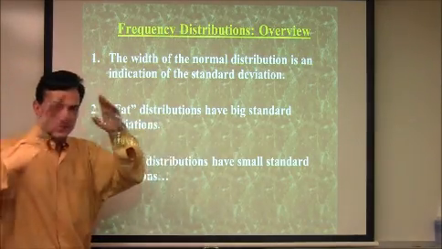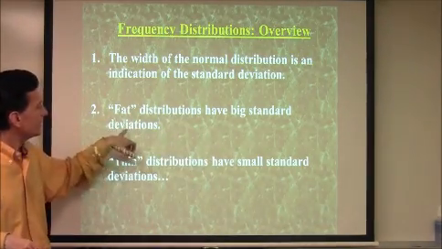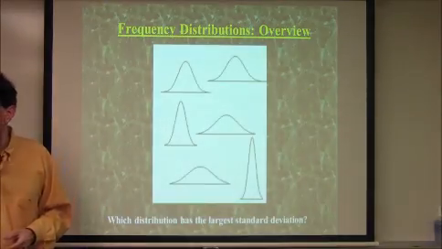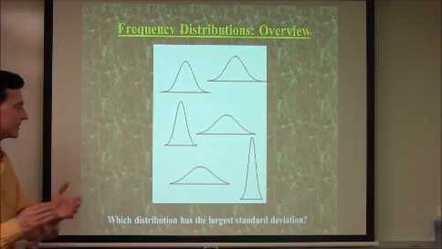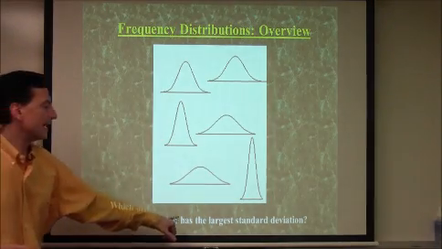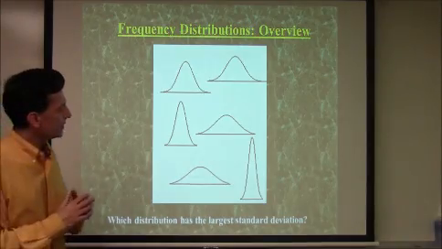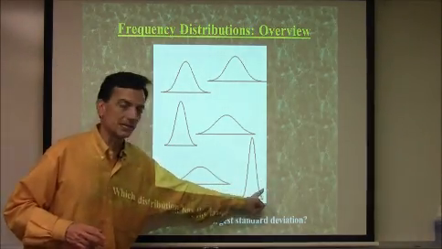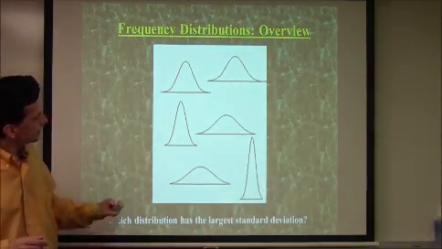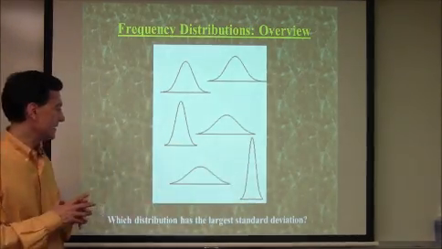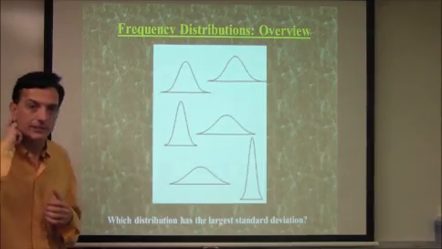Fat distributions, fat Gaussians, have big standard deviations, and thin distributions have smaller standard deviations. So here they are again, and we could ask a very simple question: which distribution has the largest standard deviation? So hopefully, by looking at this, you'll immediately eliminate this one because it's too narrow, and you might guess that it's perhaps this one or maybe that one. This one might look just a little bit fatter, so it has a really large standard deviation.